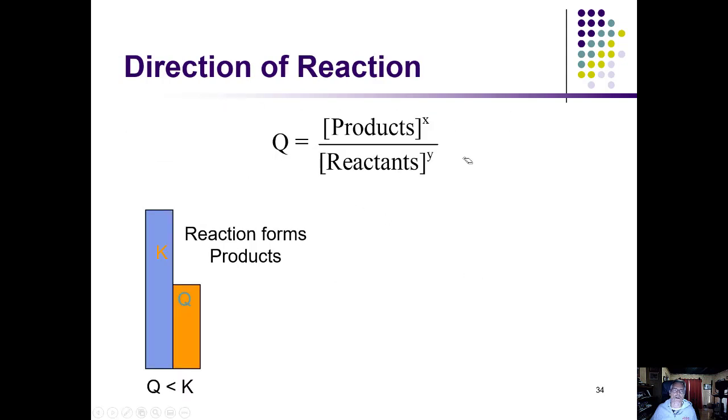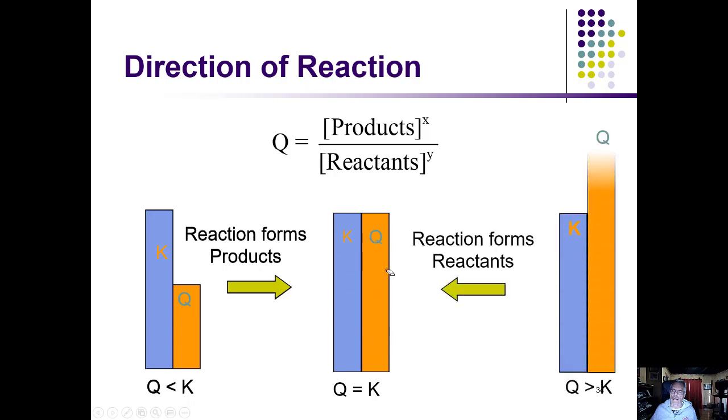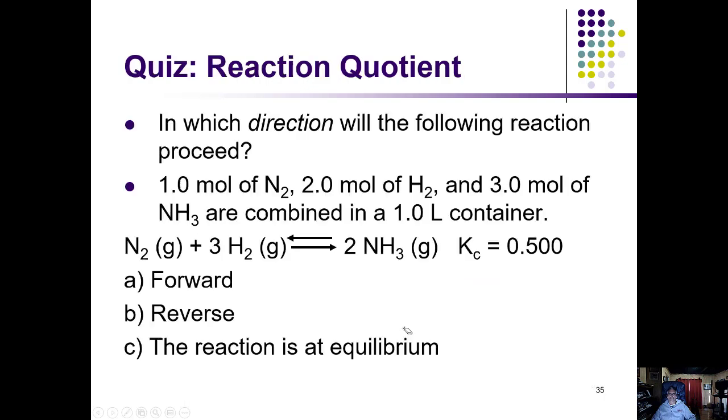Here's another way to look at it. Direction of the reaction. Q, products over reactants. Reaction forms products. This is just that K is large compared to Q. Q is small. Q is less than K. So the reaction has to go in the forward direction to get to Q is equal to K. And this reaction, exactly the opposite. Q is larger than K. We need to make more reactants. We need to have fewer products to get to Q is equal to K. Just another way to visualize it.